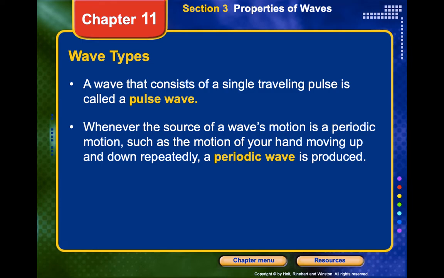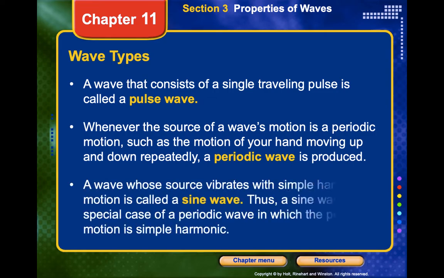It says here, whenever the source of a wave's motion is periodic, then we call that a periodic wave. In other words, if you wave your hand up and down once, you have a pulse wave. If you wave your hand up and down multiple times in sequence, at the same time intervals, it becomes a periodic wave, so that you have many pulses consecutively.